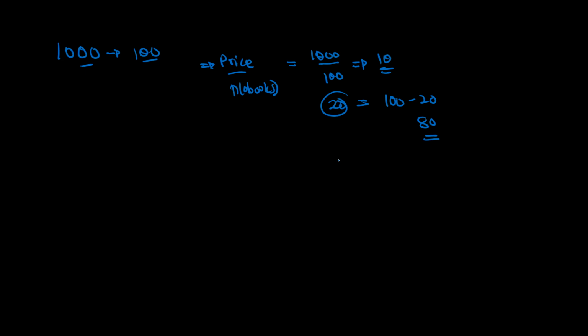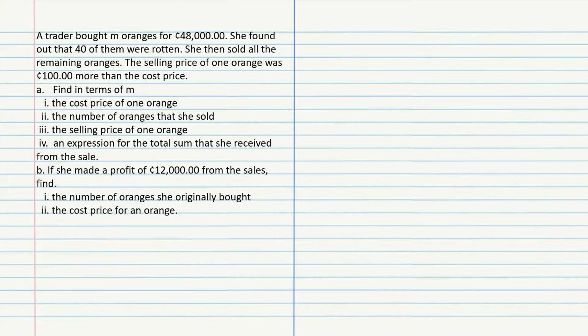And say the person added 15 cedis to each book. So in this case, you are selling 80 books. The price of each book was 10 cedis. This time it is 10 plus 15 cedis, which is 25 cedis. So the selling price of each book is 25 cedis. It's another story now. So let's move back to the problem. We are supposed to find, in terms of M, the cost price of one orange. So from here, let me start my solution.